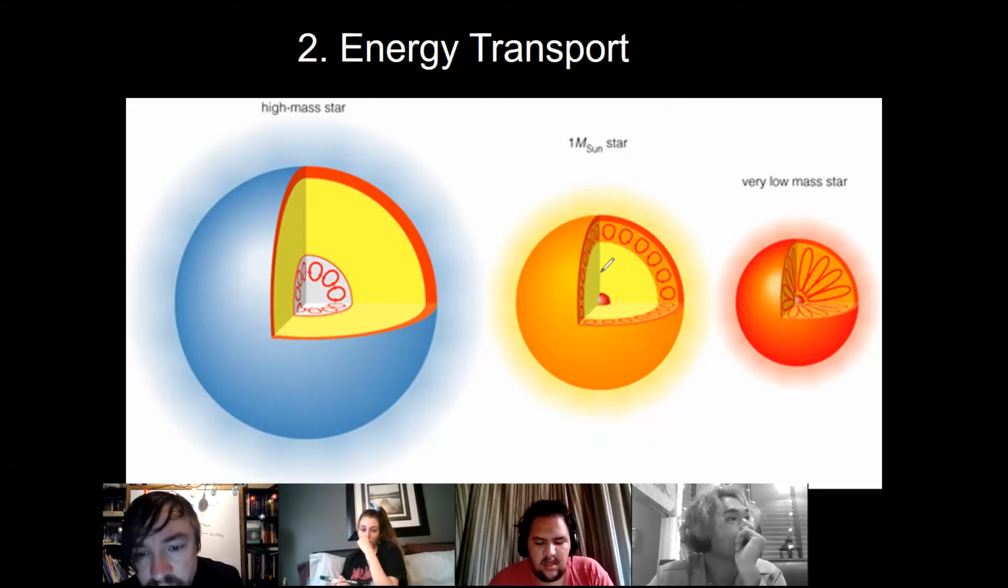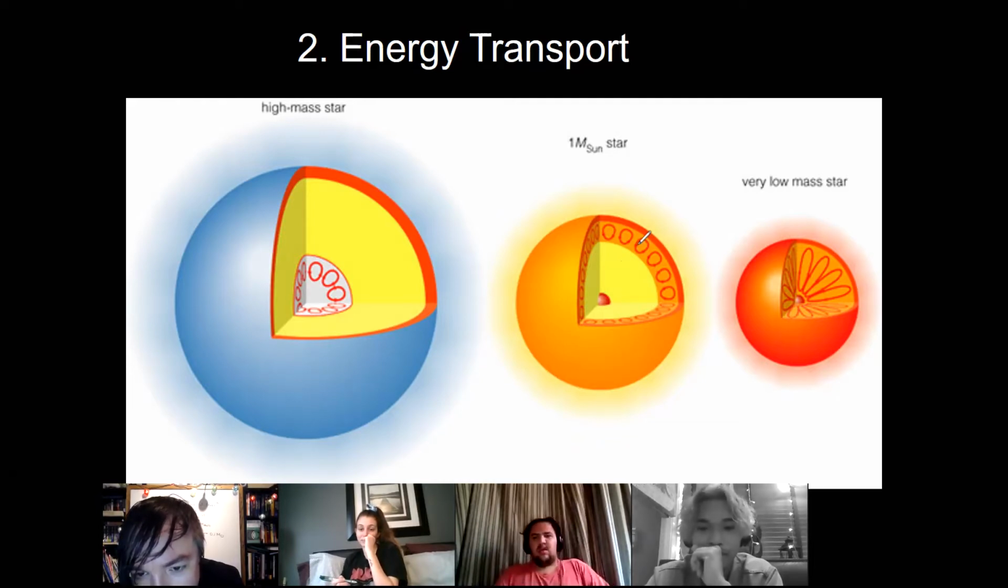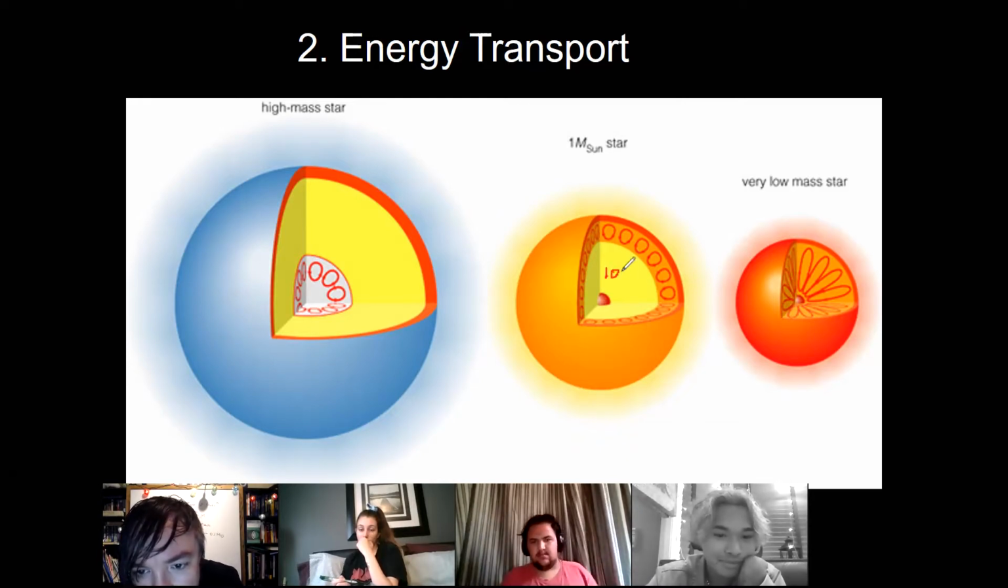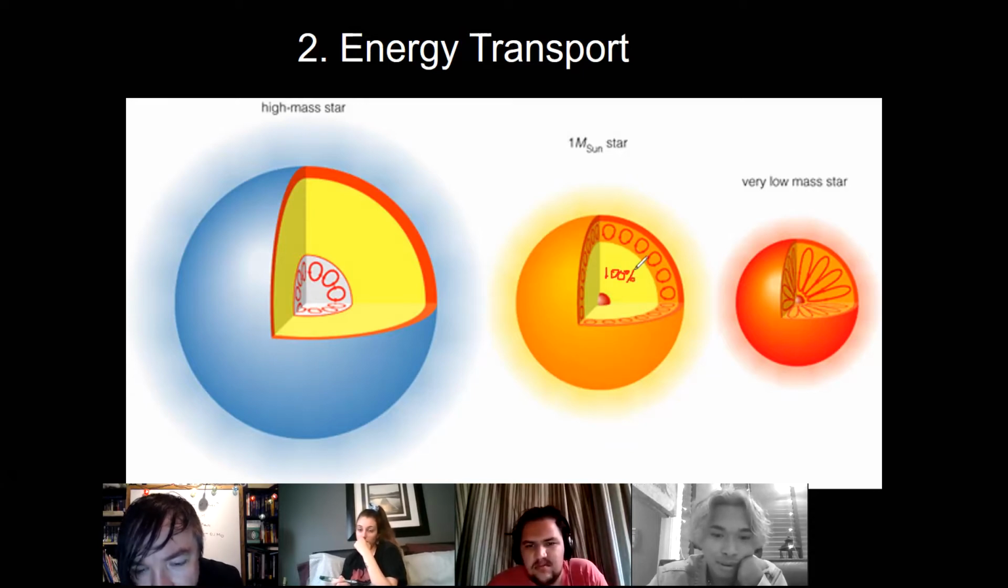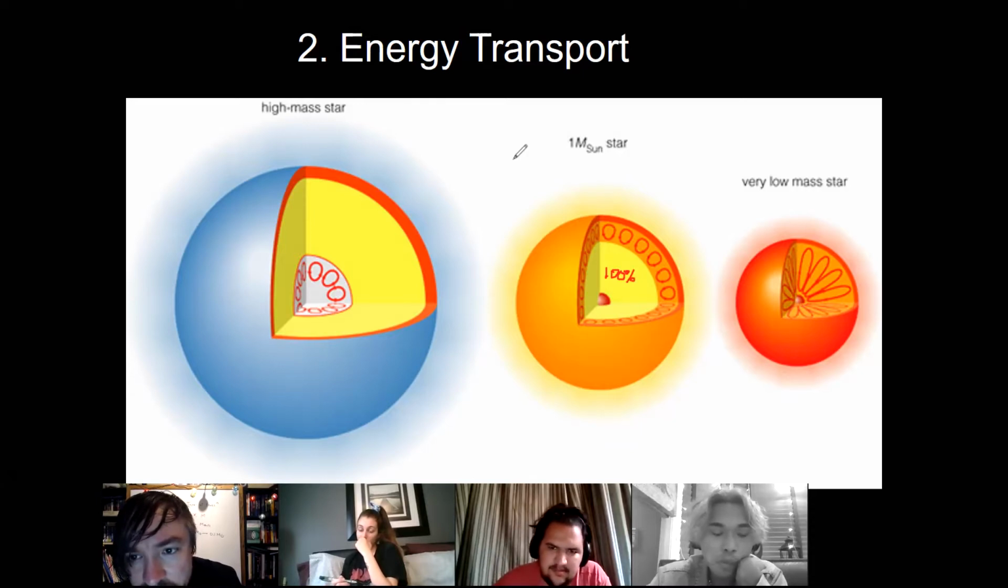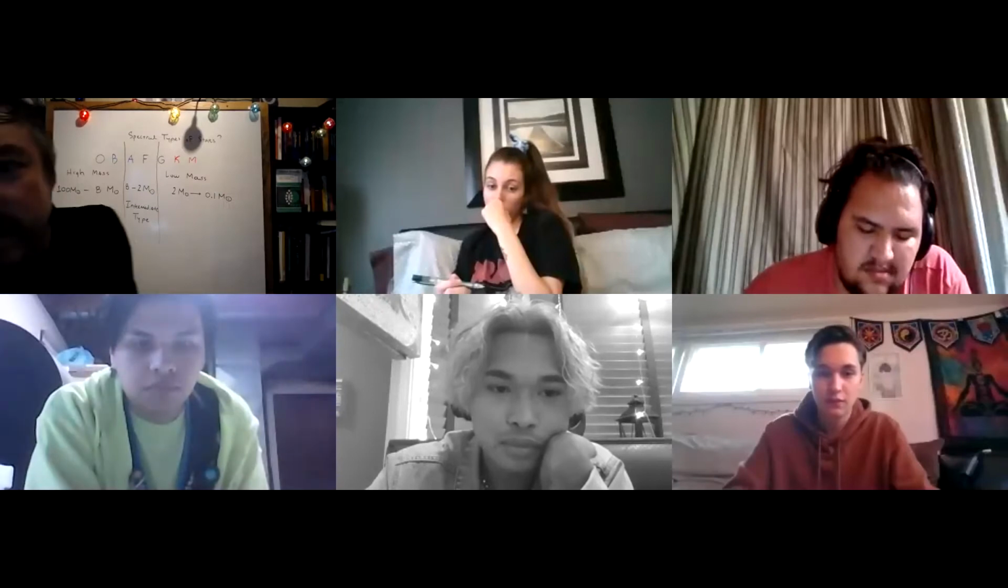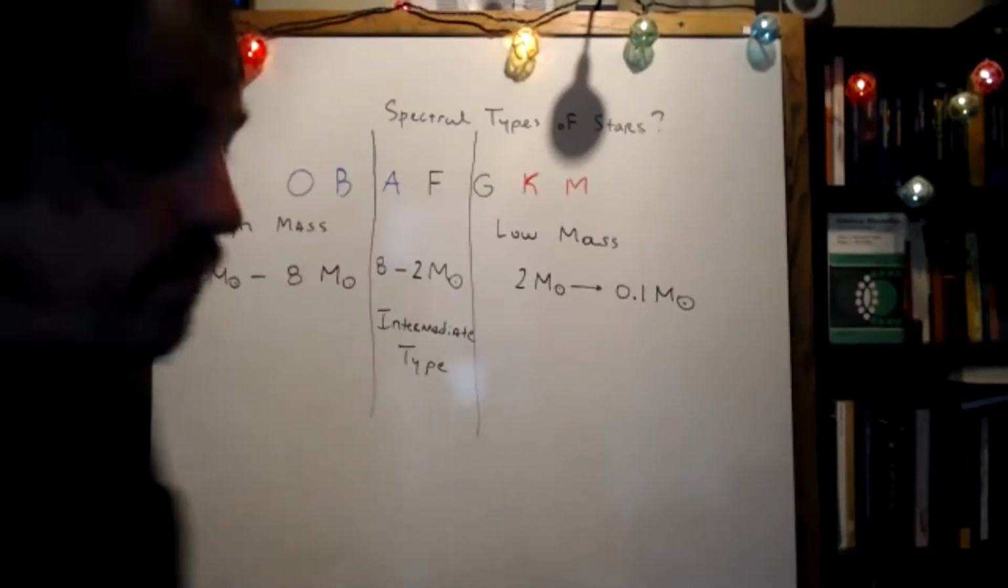All right, look. The reason a star switches over from radiative transport to convective energy transport is because this layer of the star is like 100% plasma. There are no electrons bound to the atoms. And if you think about it, let me just draw a little cartoon picture on the board for you guys.